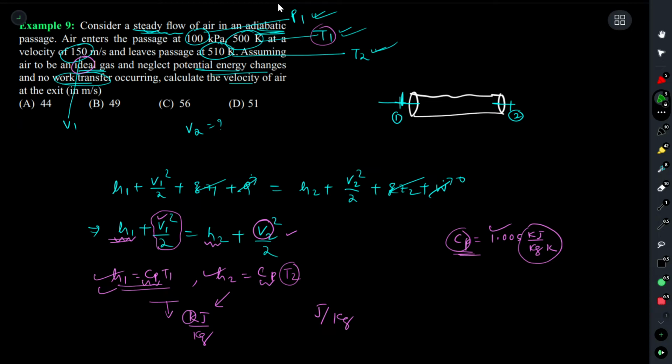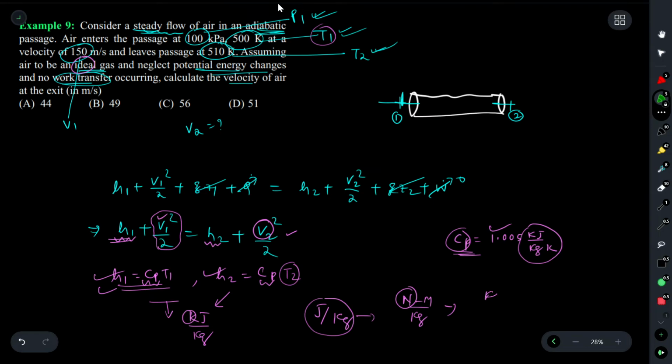Okay, so let us see what joule per kg is equivalent to. Joule is Newton meter and there is kg, right? And Newton is equivalent to kg meter per second square, and there was meter and there was kg, right? And this kg can be cancelled and we will be left with meter square per second square. That means this joule per kg is equivalent to meter square per second square. So that means here whatever unit I am getting for the velocity term is joule per kg.